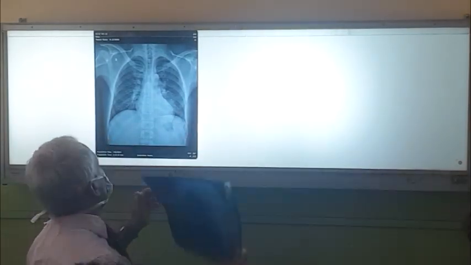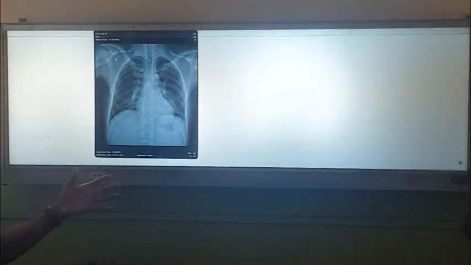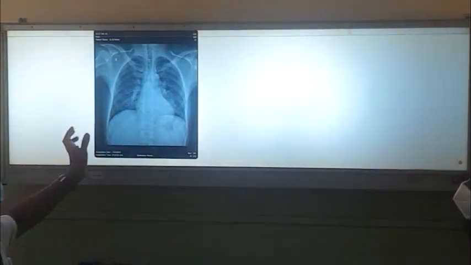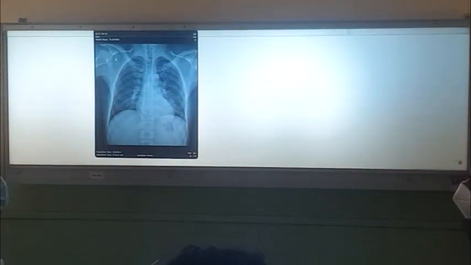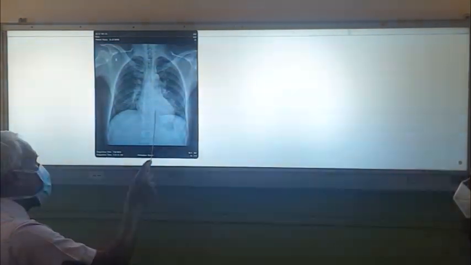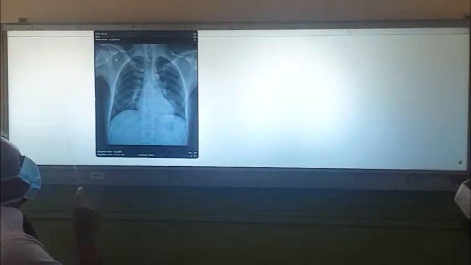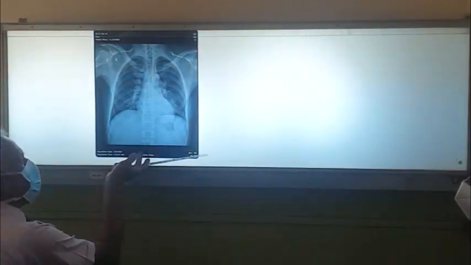Okay. So if you look at this X-ray, it's a normal-looking X-ray, but if you look carefully, you can see a lot of things. What you have to concentrate on is the normal findings, the descending aorta. If you don't look for the descending aorta, you are going to miss this.